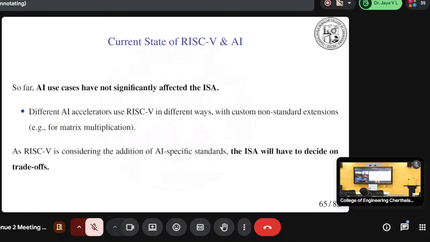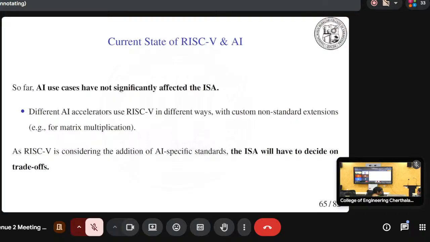So now we will see the third and final part of the talk, which is RISC-V deployment in AI. Okay. So the question is, can we deploy RISC-V in AI applications? The answer is partially yes. We can go for AI apps like this.